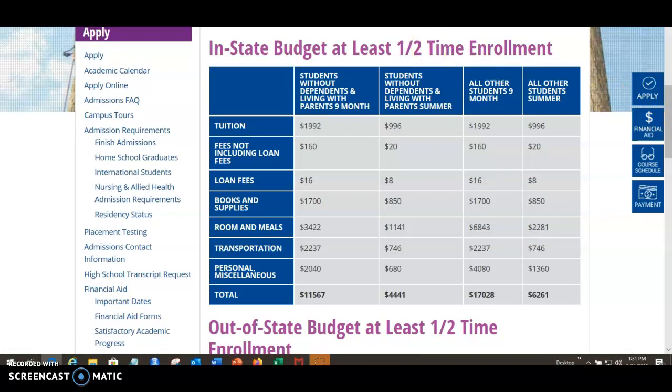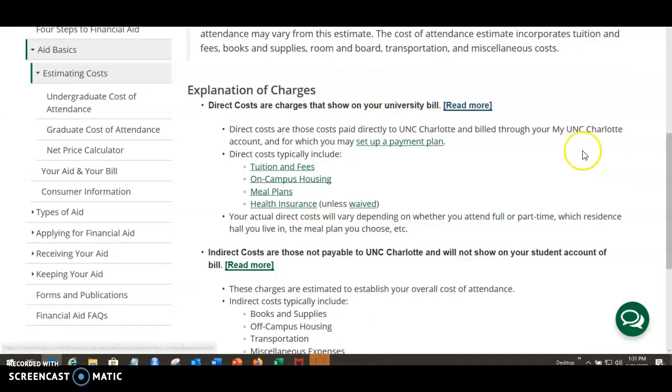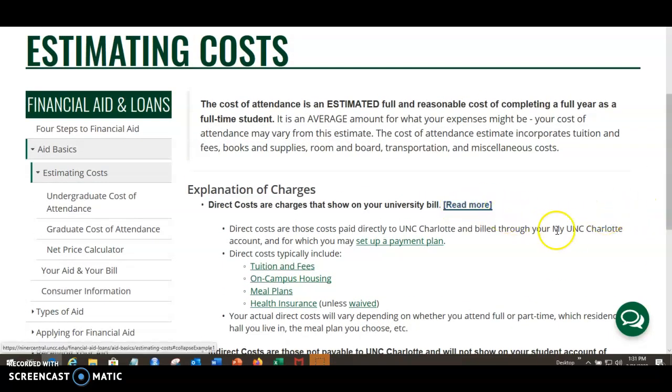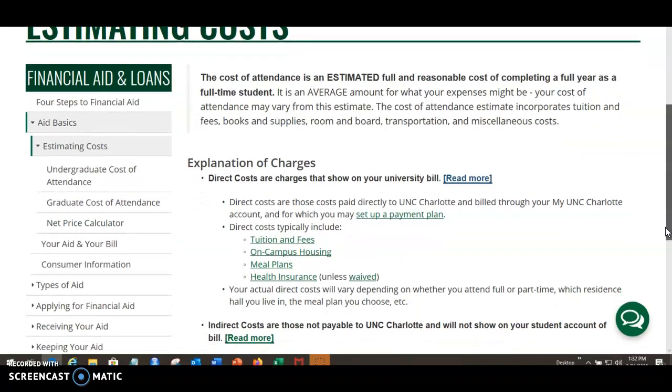Now, I wanted to go over to UNC-Charlotte. UNC-Charlotte has a pretty good website showing you very simply what cost of attendance is. Even if you're not interested in going to UNC-Charlotte, you can come out here and take a look at their website. It's on the financial aid page. So we're going to take a look at this.